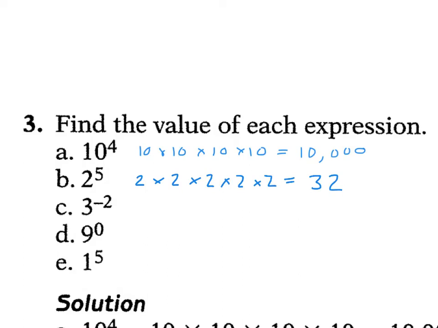For C, since we have a negative exponent, 3 to the negative 2, we would change it to become 1 over 3 squared. So we keep the 1 on top the same, and we need to evaluate the 3 squared, which would be like 3 times 3, which would be 1 over 9. For D, we know anything raised to the power of 0 is 1. And for E, 1 raised to any power would just be itself, 1.